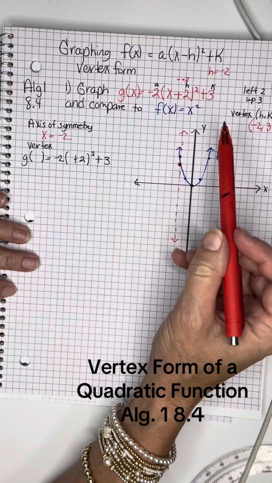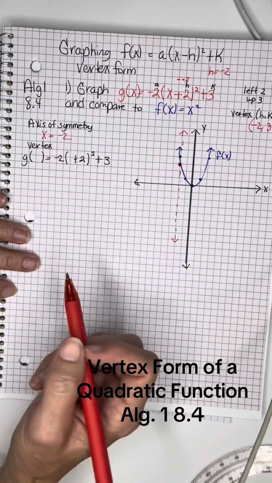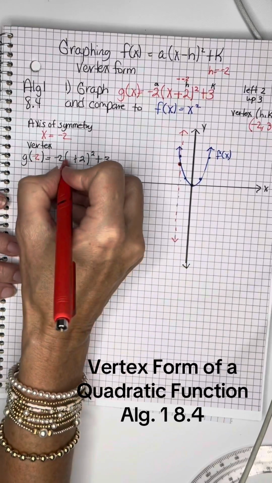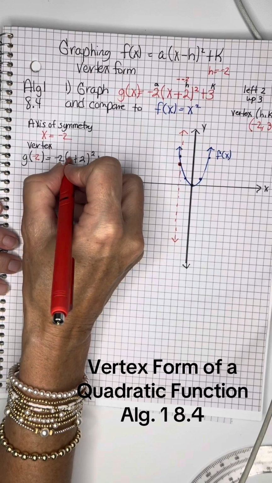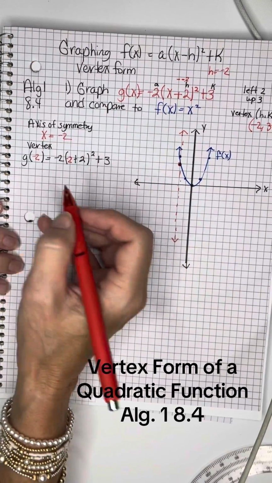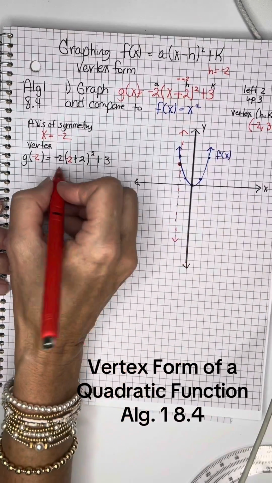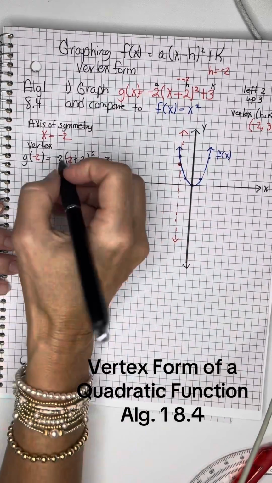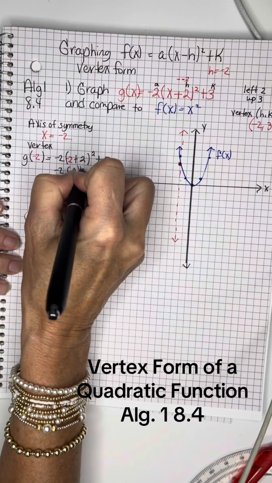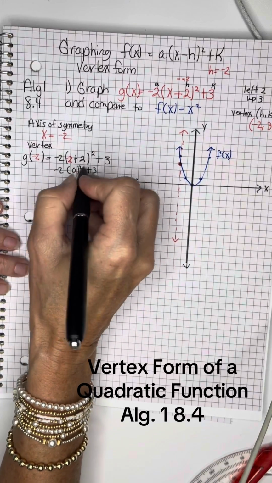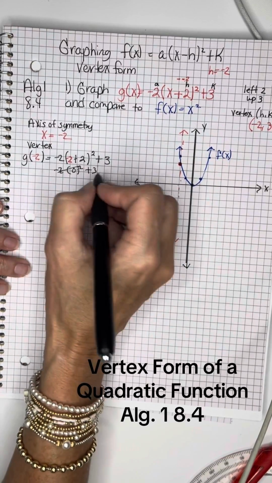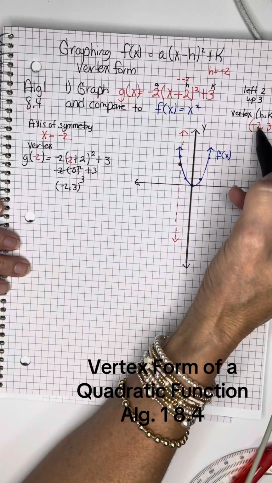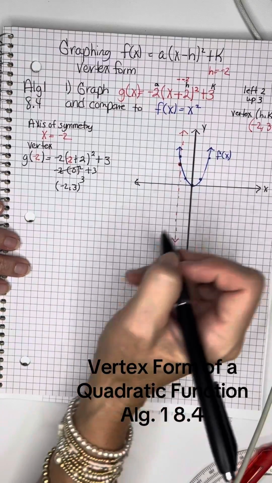All right, and now I want to show you why the vertex worked real quickly. If you plug the negative 2 in right here, where the x's are, we would get negative 2 times 0 squared plus 3. And 0 squared is 0, and 0 times negative 2 would be 0, plus 3. So that's the reason it works. Negative 2, 3. We just have to remember that it is the h, k, so you can do it quickly.